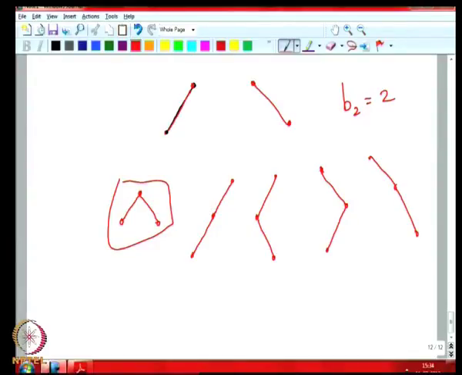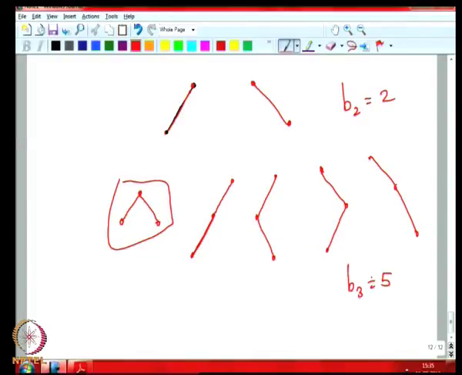But when we are talking about this special type of tree diagram, this order is important. Every time, whether the child is put towards the left or towards the right is important. That is different. So therefore, we get 5 different types of things here. So B3 is equal to 5.